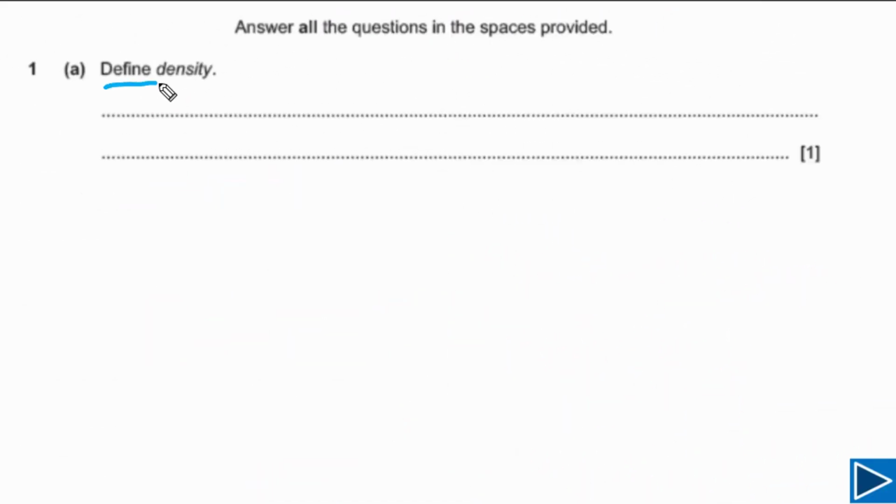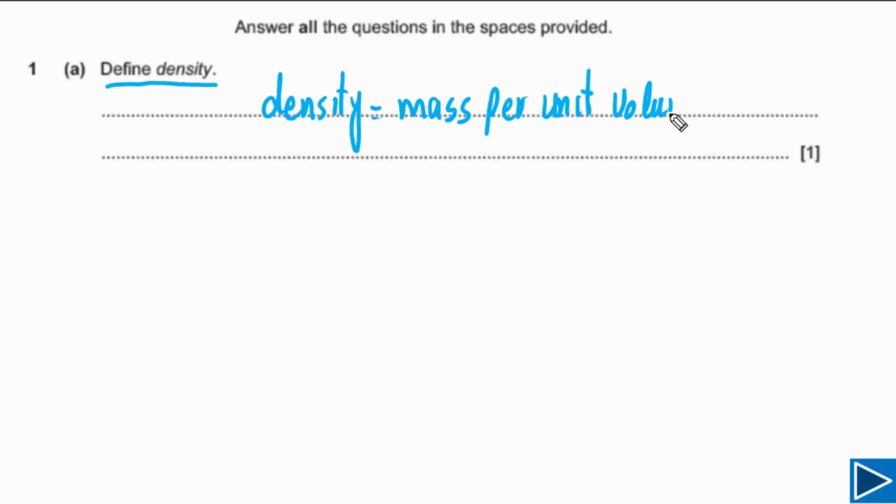For part A, we simply need to define density. Very simple question. If in the exam they ask you to define density, you can say density is equal to mass per unit volume. Simply write down mass per unit volume, and that's quite enough to get 1 mark. Mass per unit volume, and this is a B mark. It means it has to be in your answer.